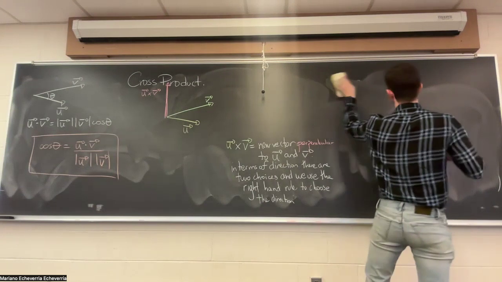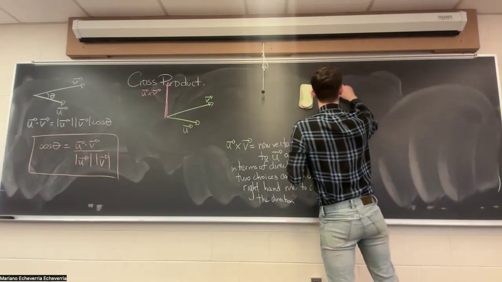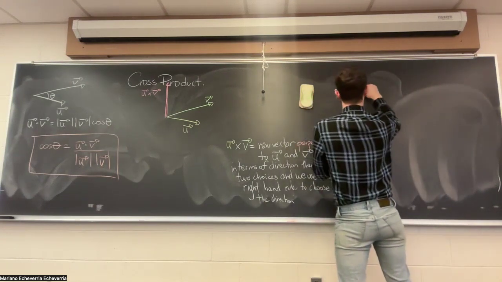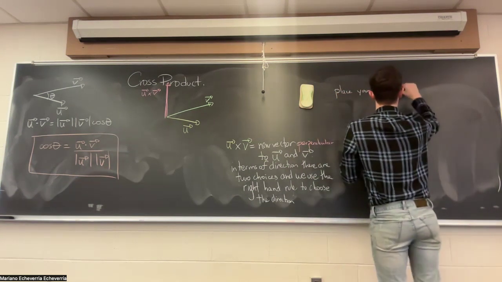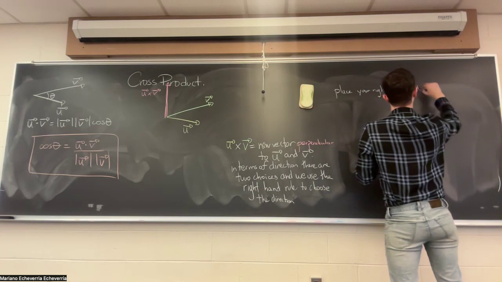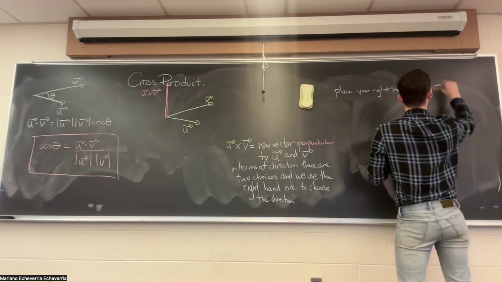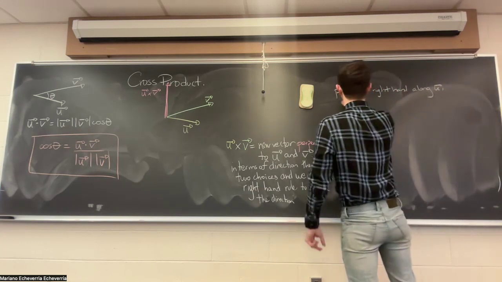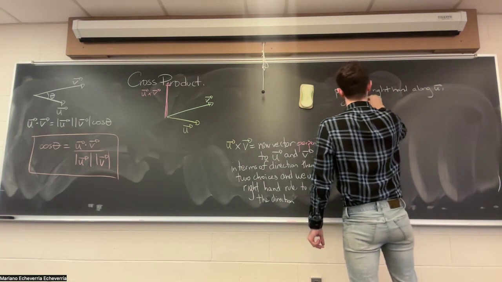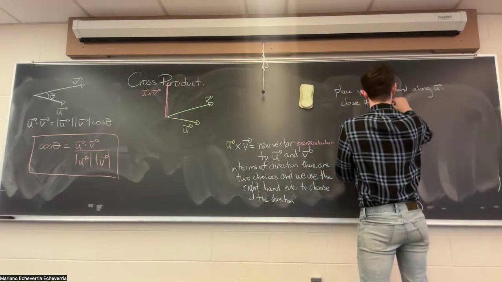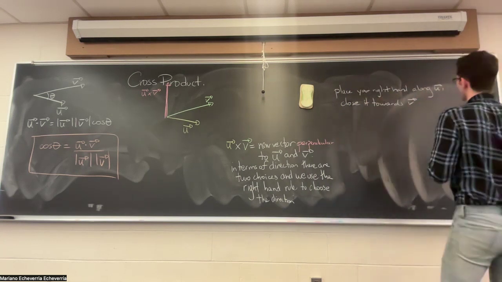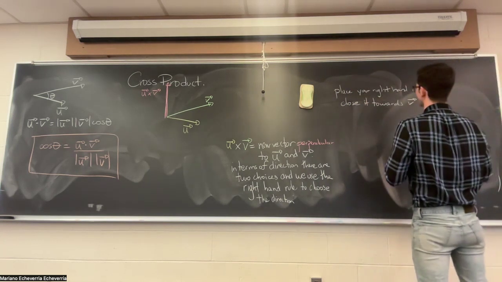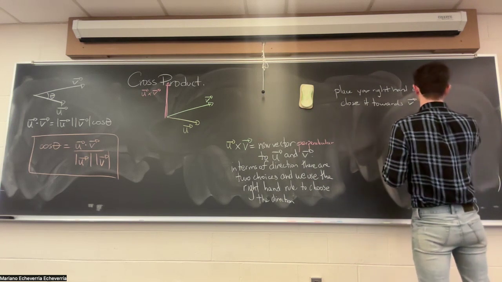So you just place your right hand along U and close it towards V. Or close your fingers and move them towards V, and then your thumb gives you the direction of the cross product.